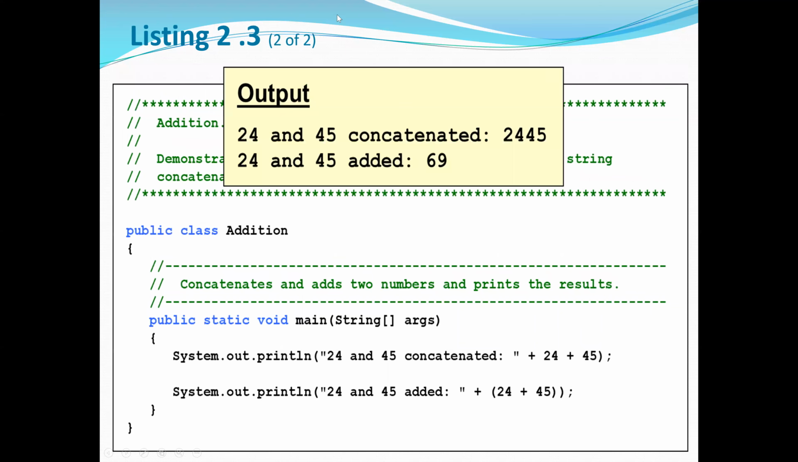So let's see the output. We can see here 24 and 45 concatenated. We have 2, 4, 4, 5. Why? Because the left side, 24 and 45 concatenated, is a string. And with a string, the plus operator normally starts from the left. So it's going to join the text with 24, then it will join with 45. But if there's a parenthesis, parentheses are performed first. So here we are going to have 24 plus 45 first before we join it to the string. So that's why we have 69.